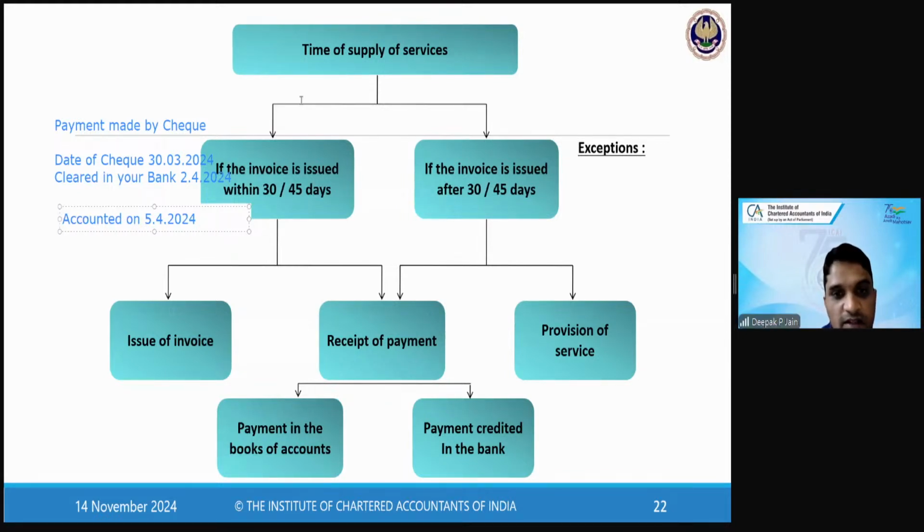It will be 2nd of April itself because it is the earliest of the two. What is payment which is credited in the bank or payment in the books of accounts, whichever is earlier. Okay. So it is 2nd of April. Correct. Everybody has given a correct answer because say you forget, but there is a credit in your bank account, right? So you cannot deny that. So it is treated as receipt in the bank or payment in the books of account, whichever is earlier.